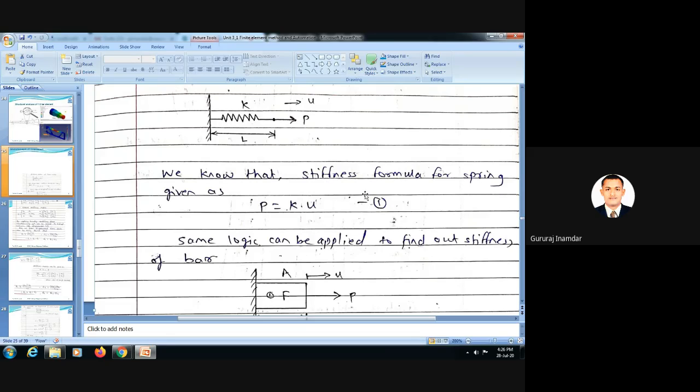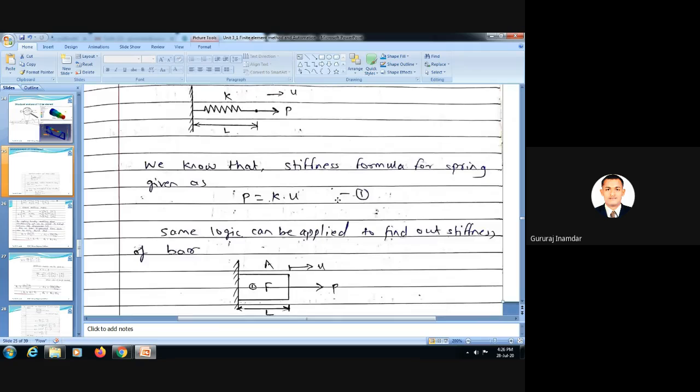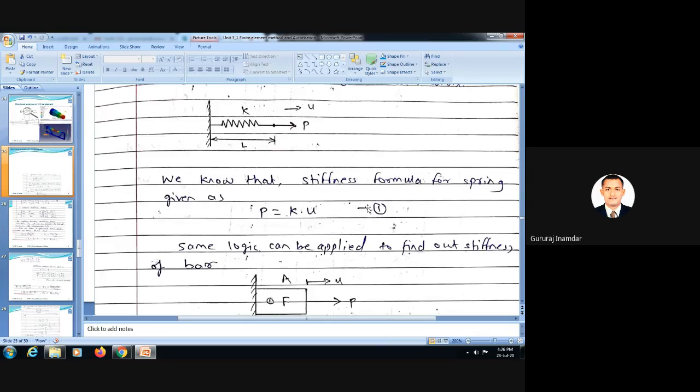Now for the calculation of a 1D bar element, these are the very basic things, so don't panic about this. We know the stiffness formula for the spring. You might know that the stiffness of a spring is force upon displacement. This is the basic formula. Now, rearranging, force is equal to stiffness into displacement, where U is the displacement. This is a general basic equation.